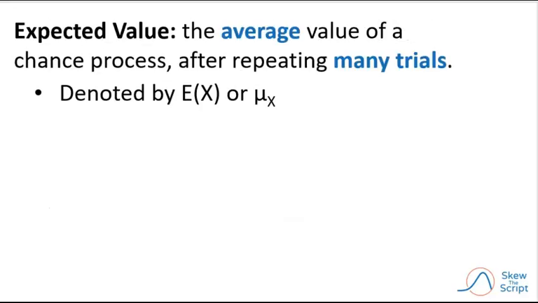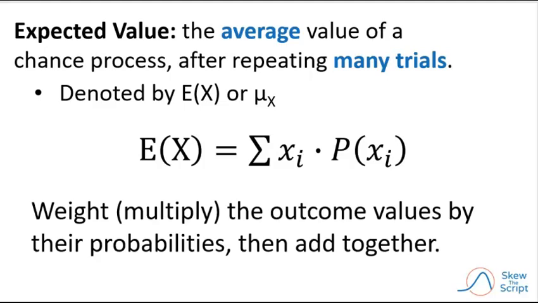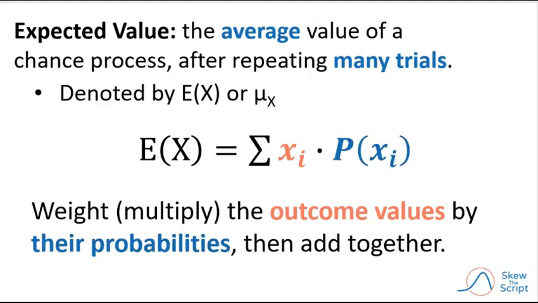What if we just calculated this expected value, or the average value per play, straight from the table? Well, that is denoted as E of X, or mu sub X. And in order to calculate it, we have this formula. What we have to do is weight the individual values by their probabilities. So this notation, x sub i, represents each individual outcome, and p of x sub i represents the corresponding probability of that individual outcome.